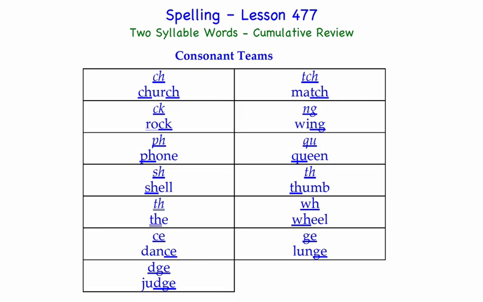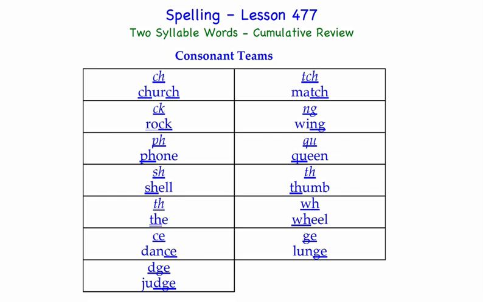CH and TCH both represent the sound ch, CH in church and TCH in match. TCH must have a short vowel directly in front of it in order to use the TCH team to spell a word. In the word rock, CK represents the K sound k. CK must have a short vowel directly in front of it in order to use the CK team when you spell a word.